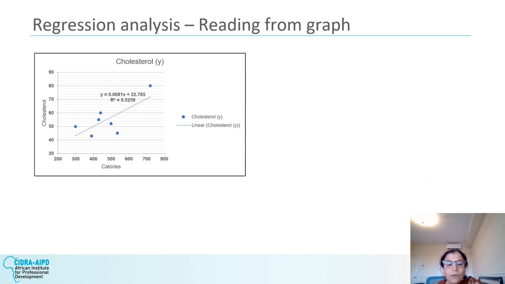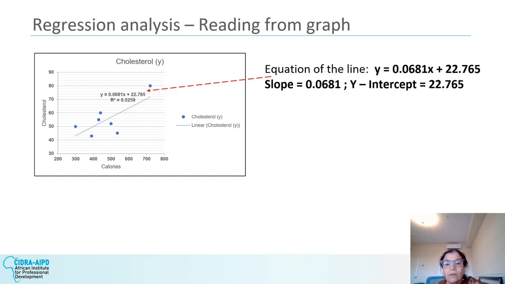This is how your graph will change. It's the same scatter plot, but the line of best fit is drawn. You also see some equation here and some number as R square. So the equation y equals 0.0681 times x plus 22.765 is the equation of the line of best fit or the regression line. The slope is 0.0681 and the y-intercept is 22.765.